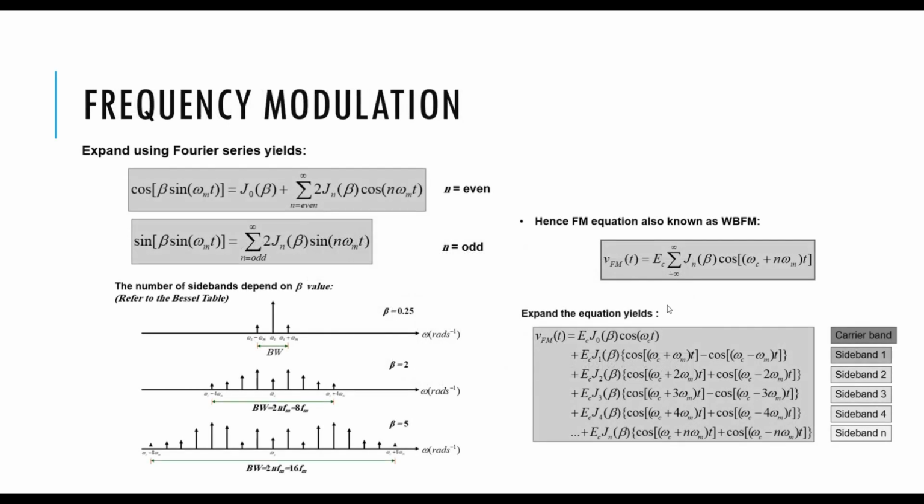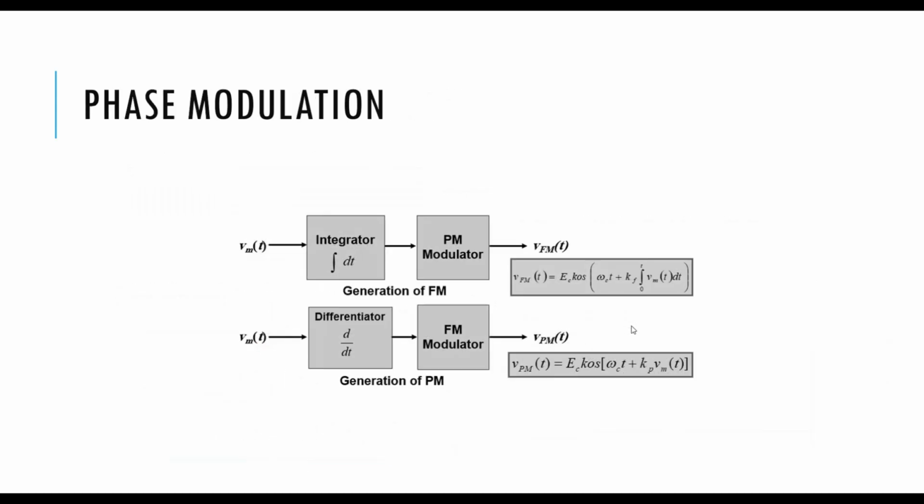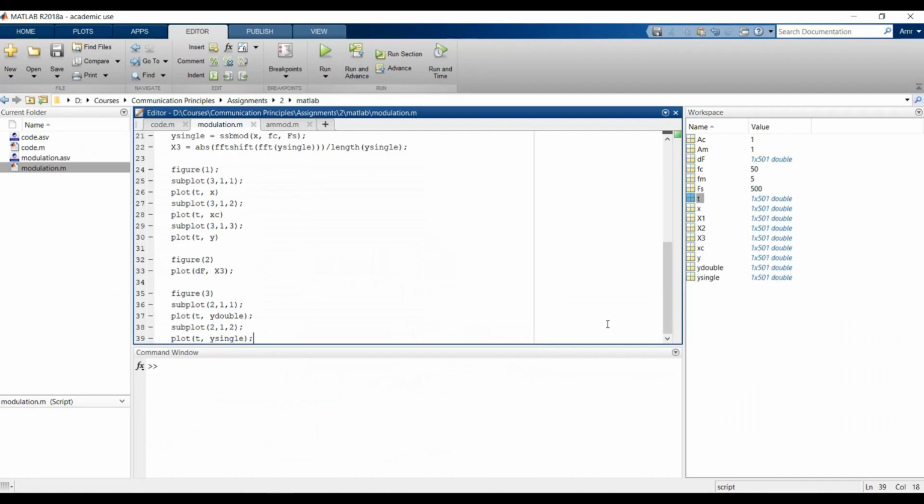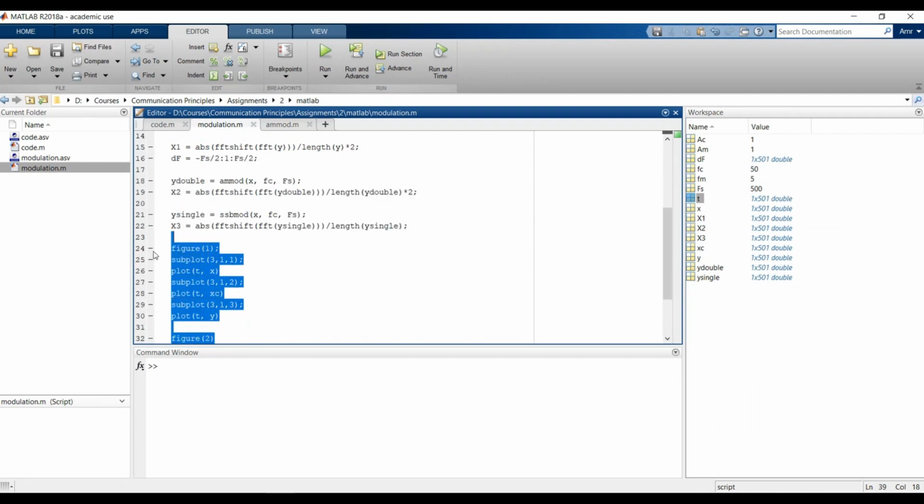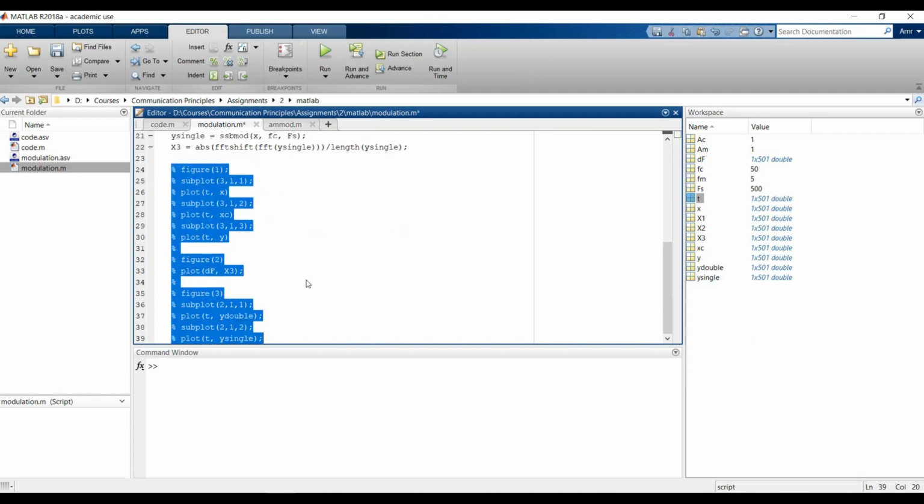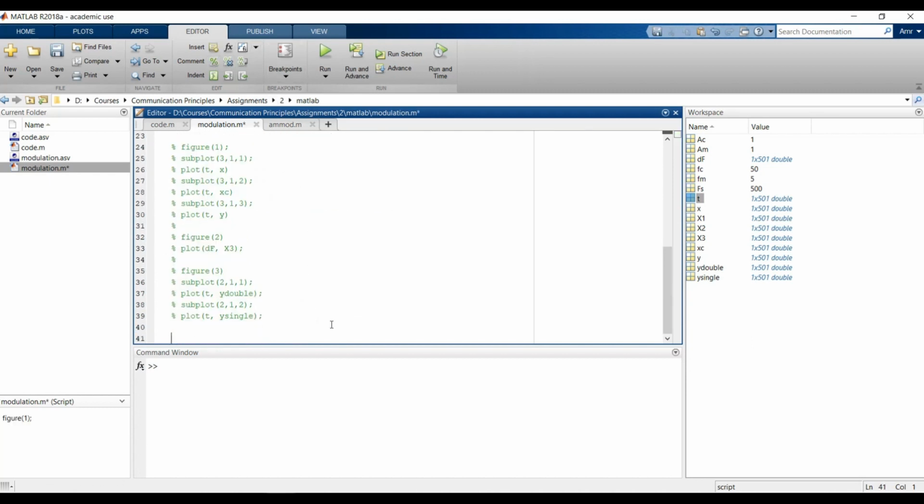By the way, the final equation, as you can see here, is called the wideband frequency modulation formula. There's also the narrowband, but for the narrowband, we assume that the beta has to be less than 0.2, and it has almost a similar equation. So let's go ahead and try them out here. First, let me just comment these figures. And let's go ahead with our frequency modulation.